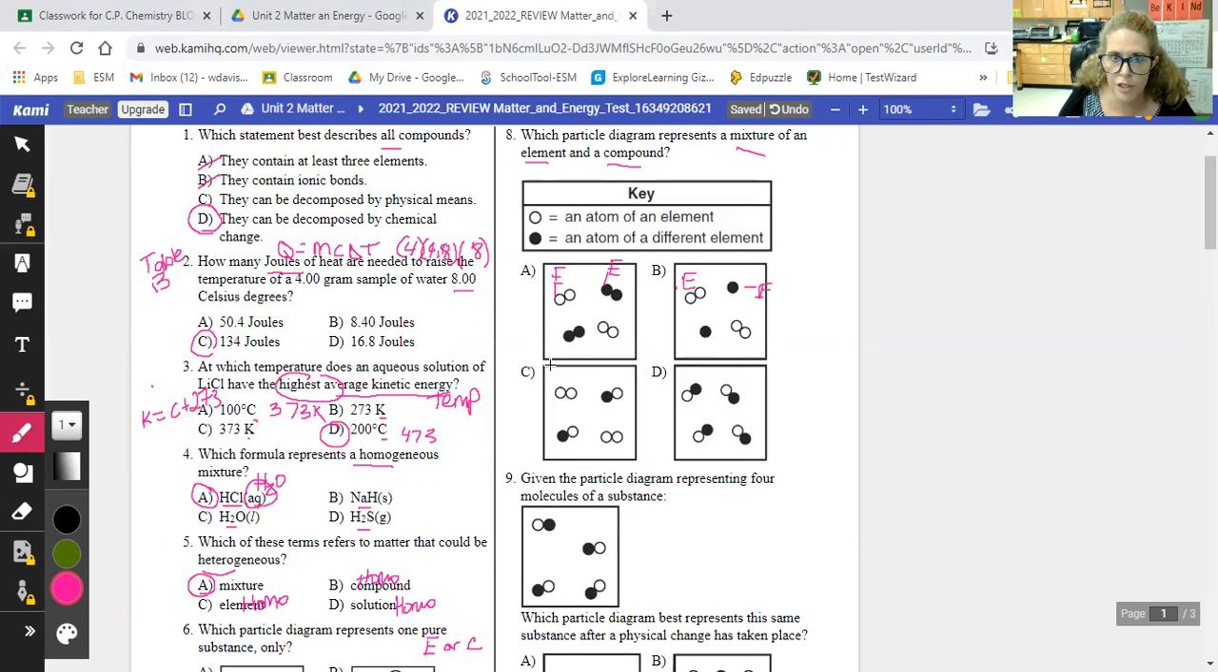Remember, you have two different pictures stuck together to make a compound. This is just one compound. These are all the same in a box. This is not even a mixture. And so here I have an element and a compound. This is a mixture of an element and a compound.